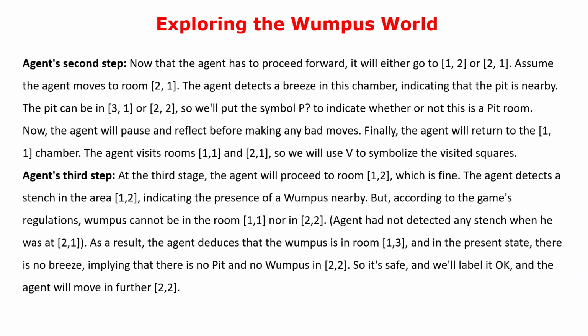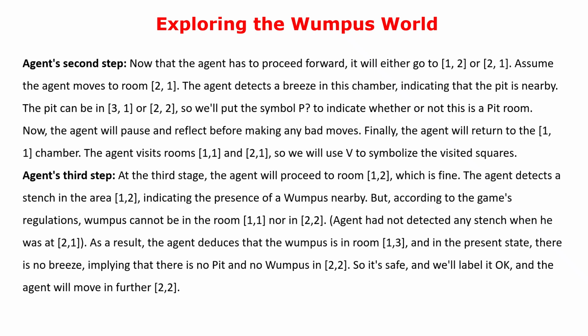So the agent visits room 1 cross 1 and 2 cross 1, and these are represented using the symbol B to symbolize that the agent has already visited those squares of the cave. So the next step will be the third step. At the third stage, the agent will proceed to room 1 cross 2.